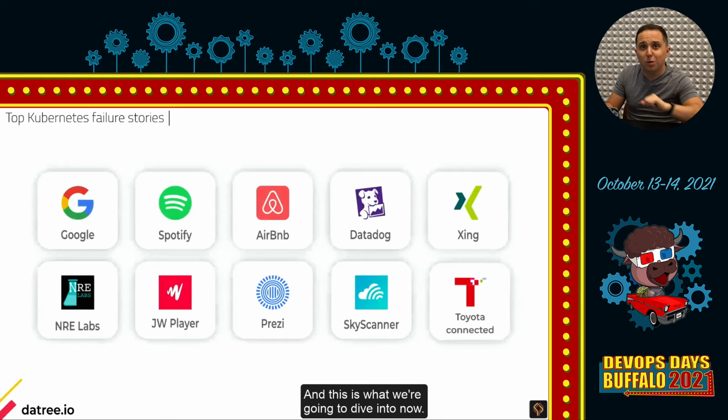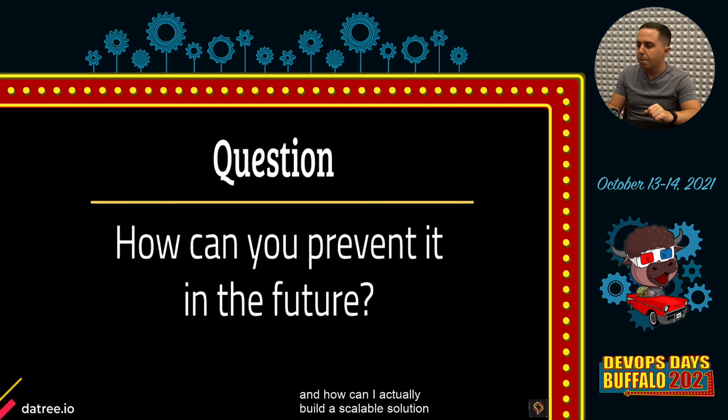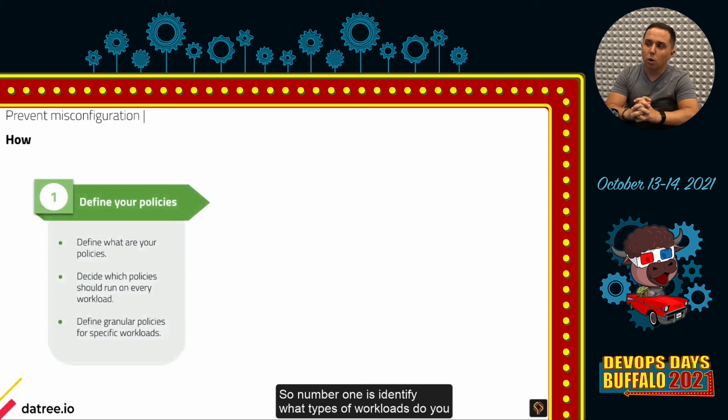And this is what we're going to dive into now. How do I prevent those failures in the future? And how can I actually build a scalable solution for my policy management? So number one, it is very important to define your policies.